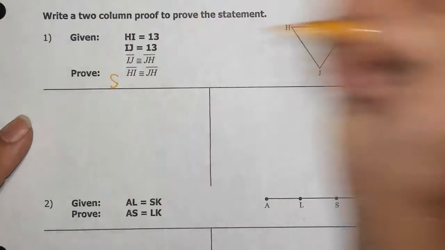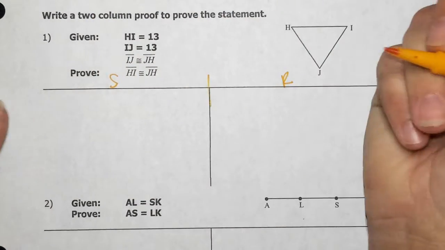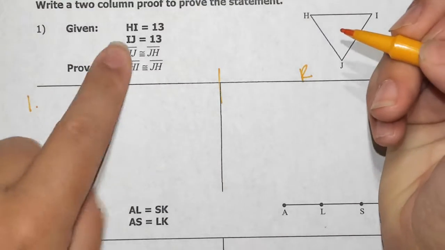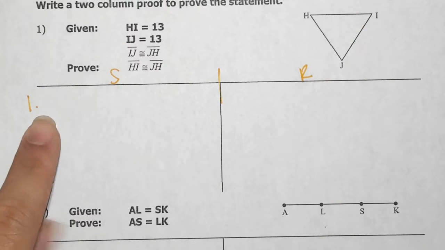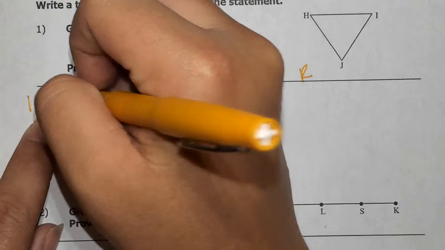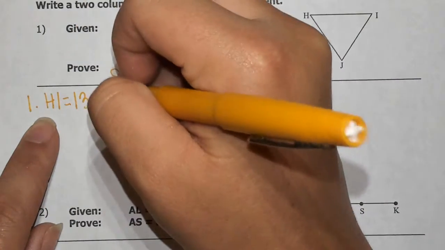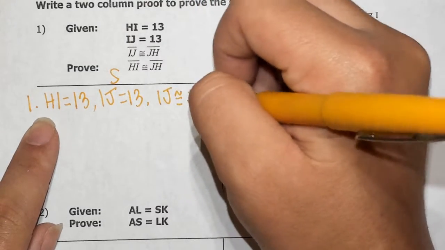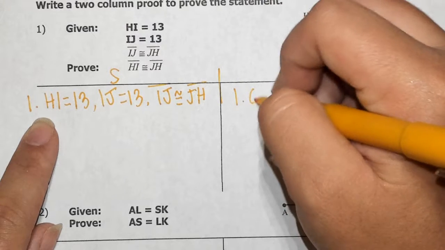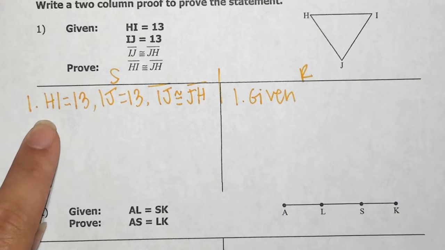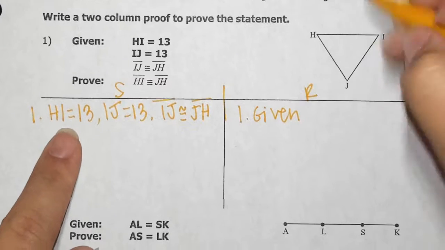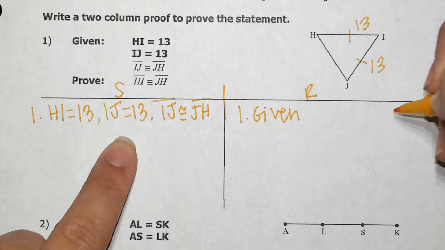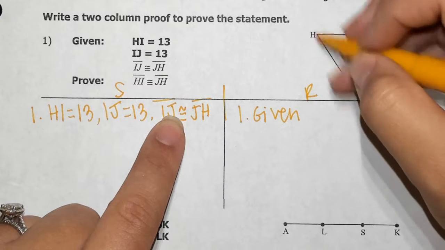You always have your statement here and your reasons here. So here's your column. What always goes first? Given. So everything you're given, let's write it. How many things are we given? 3. So you can write HI equals 13. IJ equals 13. And IJ is congruent to JH. The reason behind that is given. So what it's told me is that HI is 13, IJ is 13, and IJ is congruent to JH.